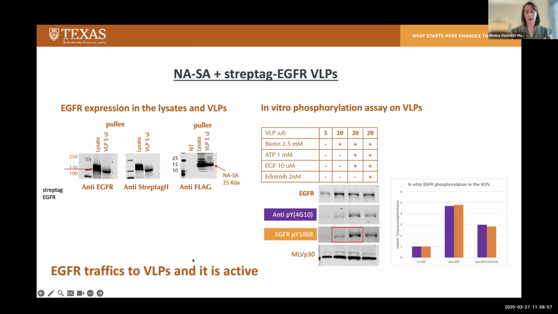Of course, we checked that the vesicles had everything they need to have. That was the receptor we were expressing, both in the lysate of the cells and in the supernatant, where the vesicles would be, and also the puller. We also checked that the receptor was still active in those vesicles by adding the ligand and ATP, and we could see phosphorylation. So they were successfully expressed on the vesicles and were active.